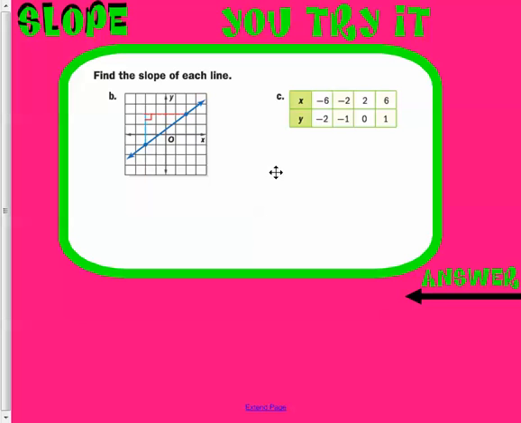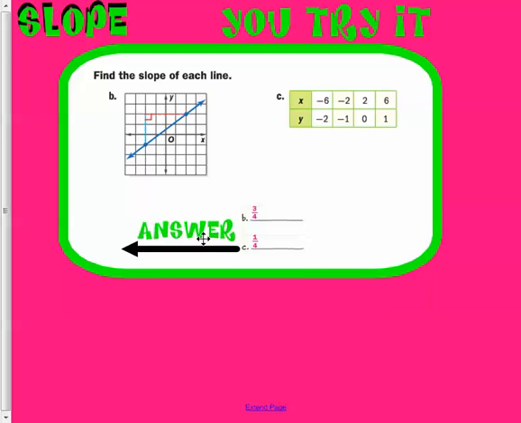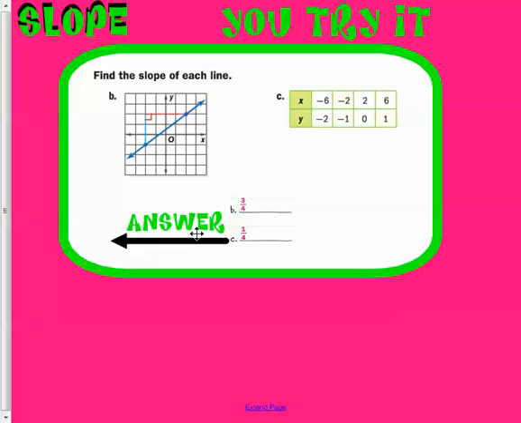Okay, so for B, you're looking for the rise over the run, and in this case, you can count it on that graph. But for the table, you're finding the change in 2 points. So for B, you should have gotten 3/4 because you're rising 3 and you're running 4. Here you should have gotten 1/4 because you're taking the change in your y's, which is 1, over the change in your x's, which is 4, so 1/4.